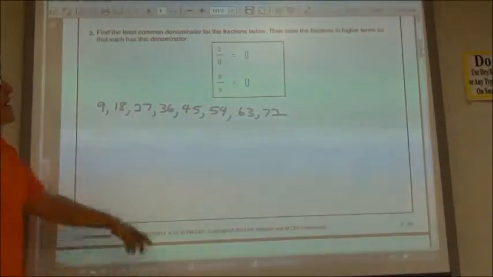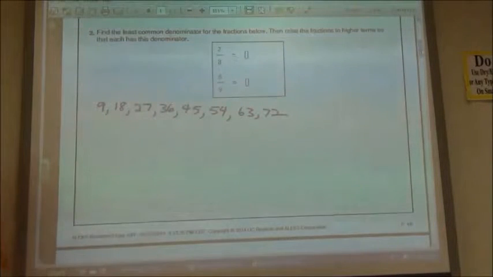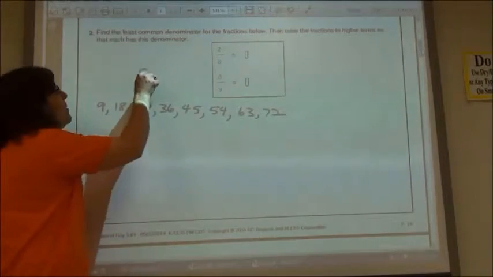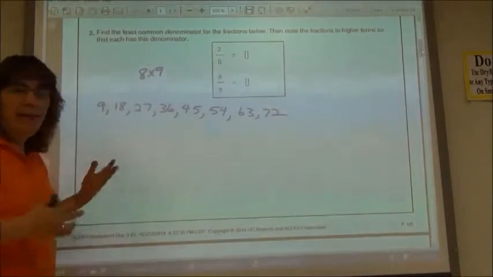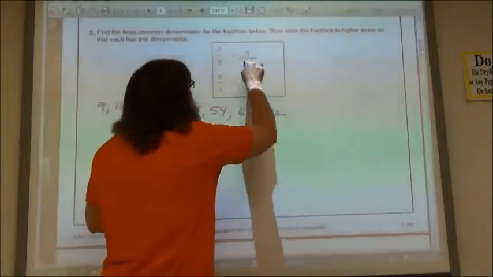Now maybe you recognize that 9 and 8 didn't have any common factors to begin with. If your denominators don't have any common factors, your least common denominator is just found by taking the 8 times the 9. 8 times 9 is 72.